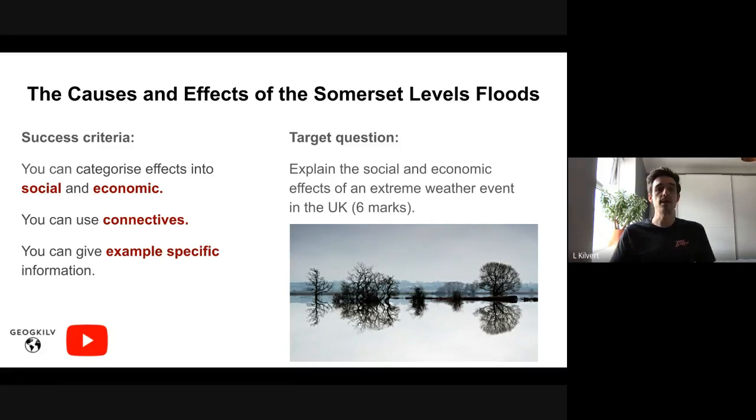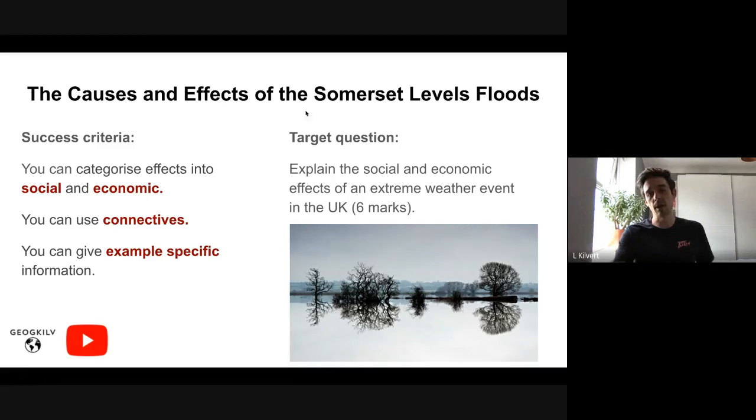Now, for me, these two key words are critical. You've got the word cause, which is the reasons why it happened in the first place. You've got the effects, which are the negative things that happen as a consequence of that. There could be positive things as well. And then we've got our case study example, which is the Somerset Levels floods.